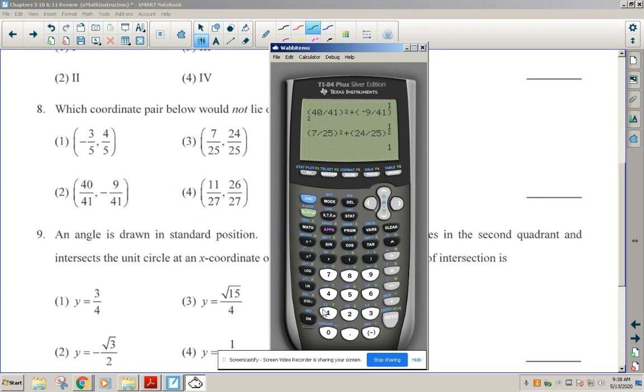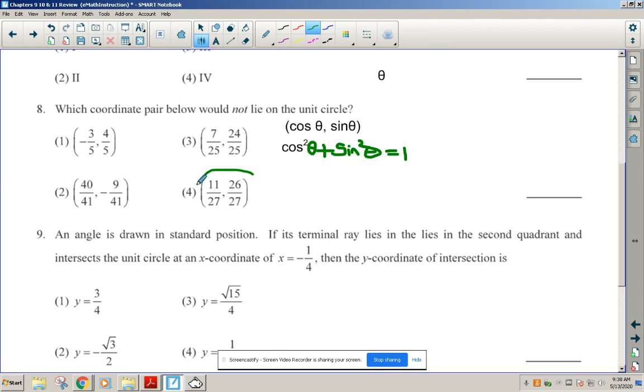I mean, there's really no other option, but let's just show why it's number 4. This would be (11 divided by 27) squared plus (26 divided by 27) squared. And that is not 1. So which one is not on the unit circle? Absolutely choice 4. So remember, when you are on the unit circle, your x-coordinate is equal to your cosine.